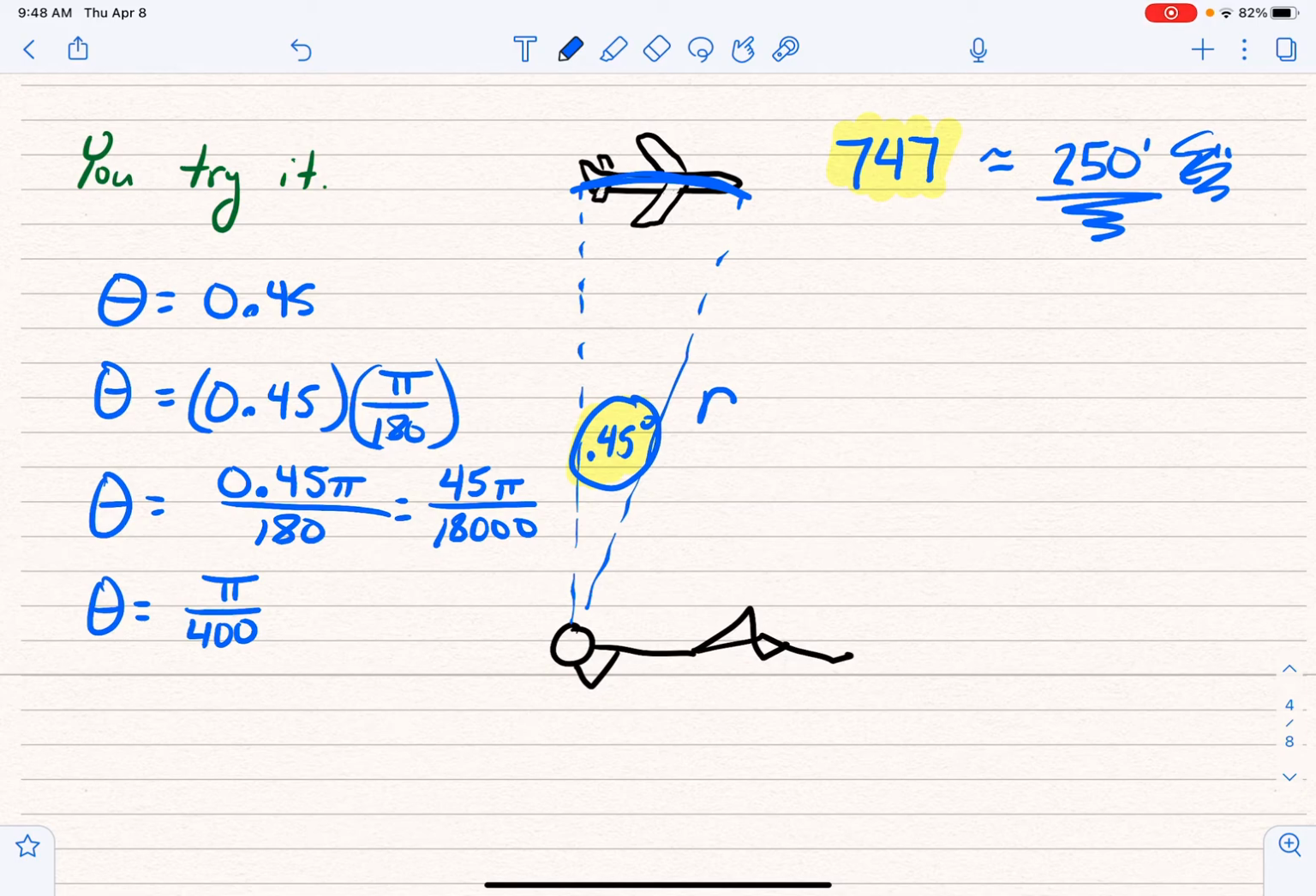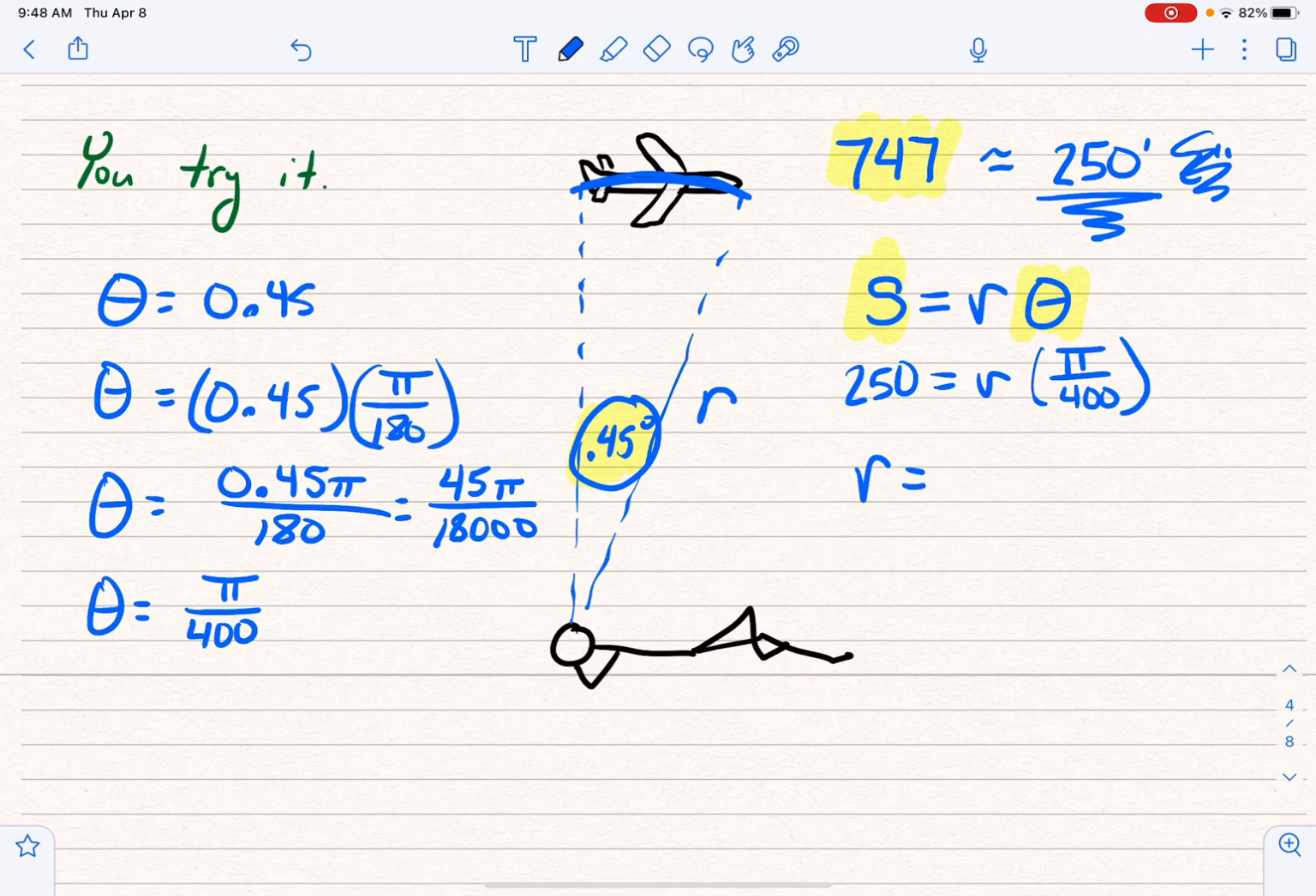Now, we know that the arc length is equal to radius times theta. And think about what we have here. We have the arc length and we have the theta. We don't have the radius. So I can plug everything in and say, well, the arc length is 250 feet. I don't have the radius, and theta is pi over 400. So I have to divide both sides by pi over 400. And when you divide fractions, you flip and multiply. So r is equal to 250 times 400 divided by pi.